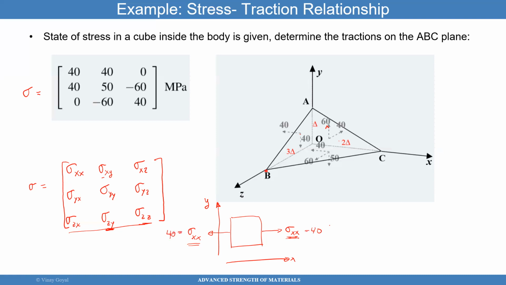Further, let's look at sigma XY. Sigma XY went this way, and we say that's positive 40. But I'm looking at the surface behind, so you cannot see it very well. So that sigma XY is going downwards as a positive 40, because sigma XY in this face has to equilibrate that one.